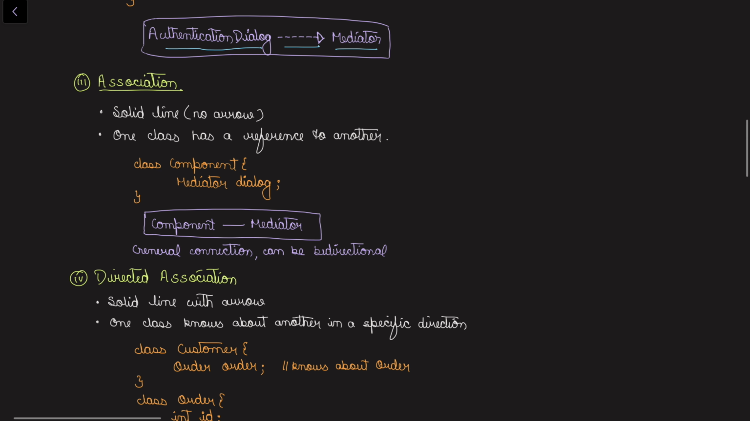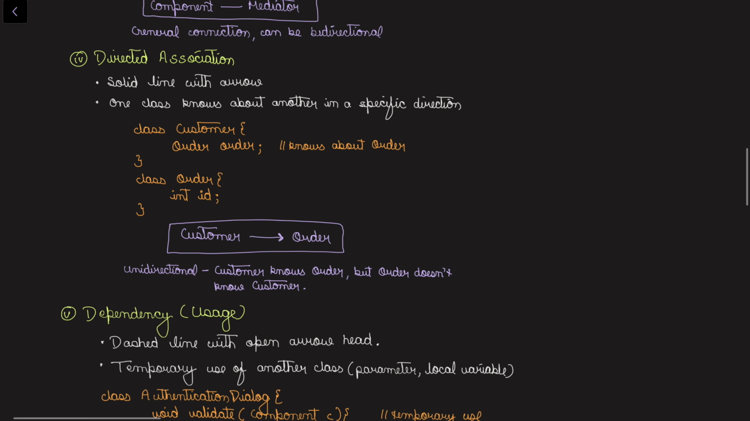The third one is association, which is a solid line with no arrow. Here one class has a reference to another. So we have one class referring to some other class. We have Component and a solid line to Mediator, meaning a general connection. It can be bidirectional too, but the solid line is used to refer to association, meaning a class having a reference to another class.